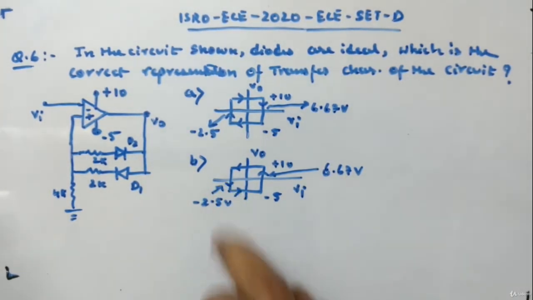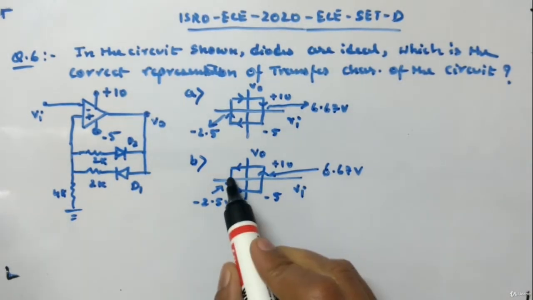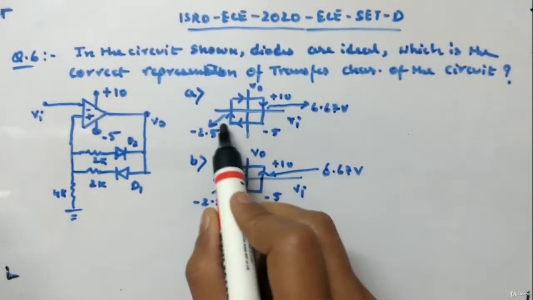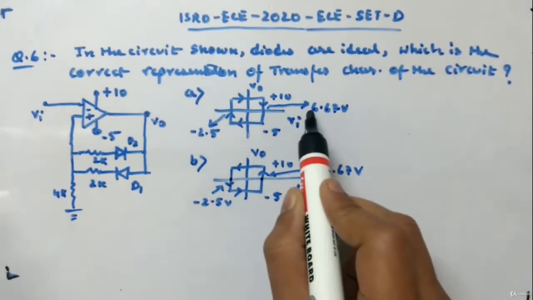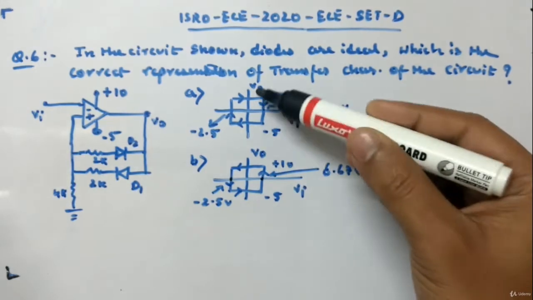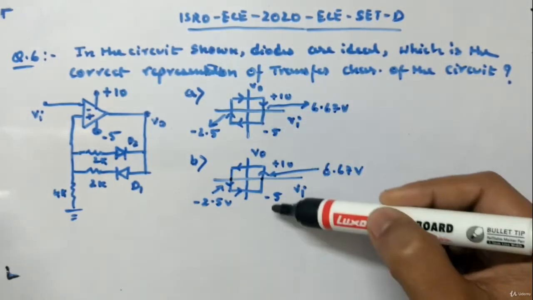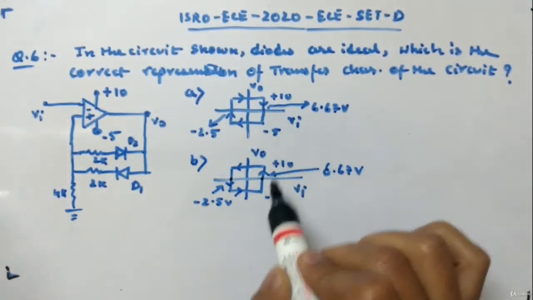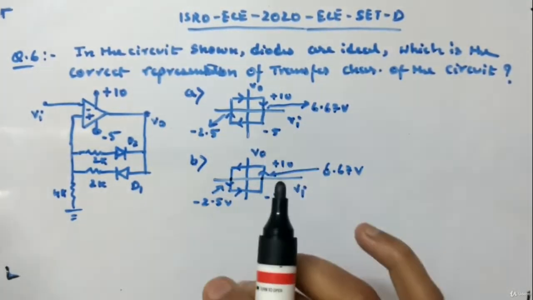Here also at this point it is minus 2.5, at this point it is 6.67 volt. Here also it is minus 2.5, here also it is 6.67 volt, and the range of V0 is minus 5 to 10. The only difference is the direction. It is clockwise, it is anti-clockwise. So which one is it?